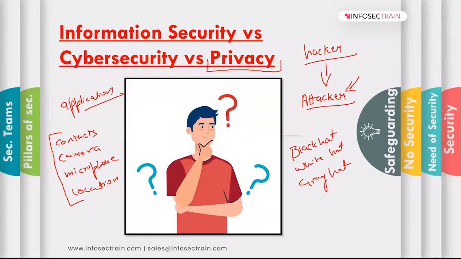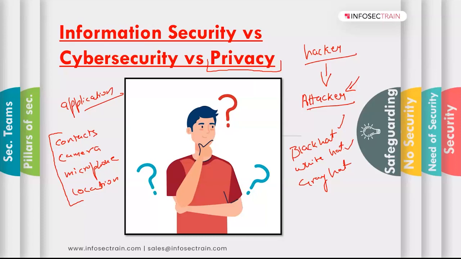Gray hat, right? Black hat hackers are the attackers. These are the people who will attack the organization for their own good, for monetary gain, for getting the information so that they can sell that information on the dark web. So those are black hat hackers. White hat hackers are the people who do ethical work. Ethical hackers, you can also call them.